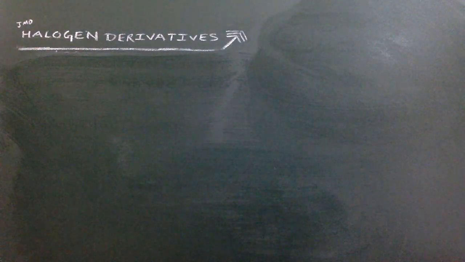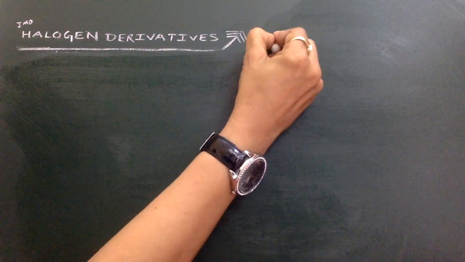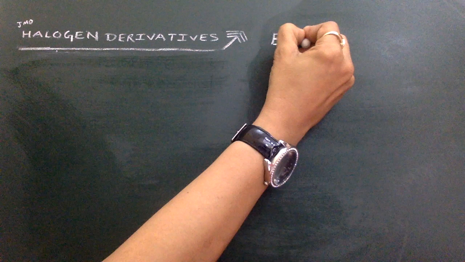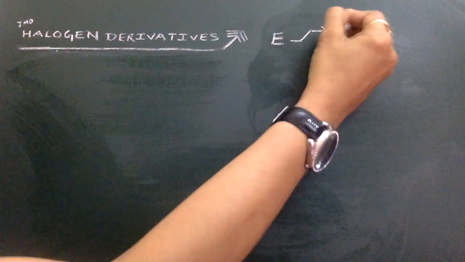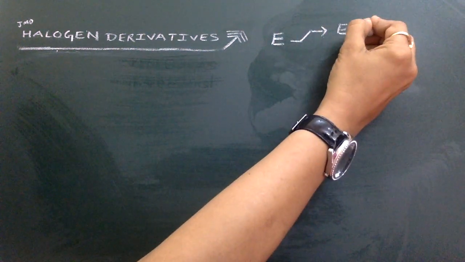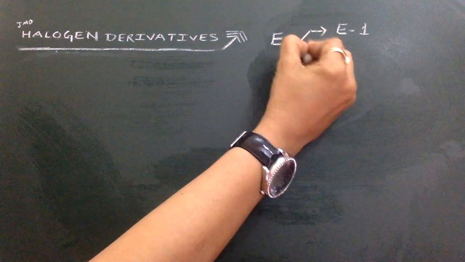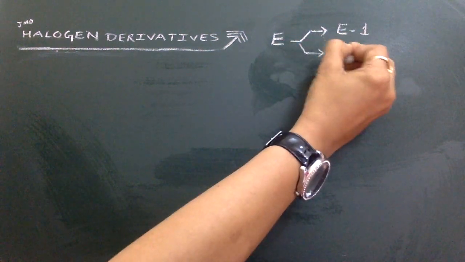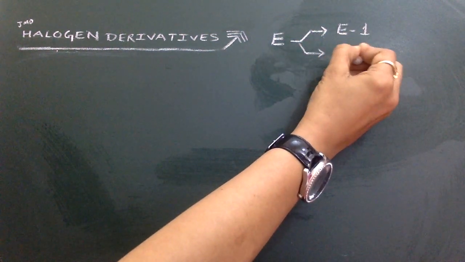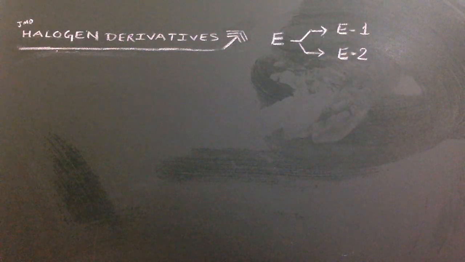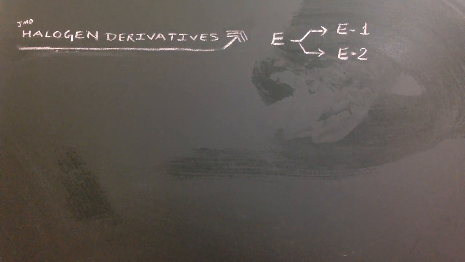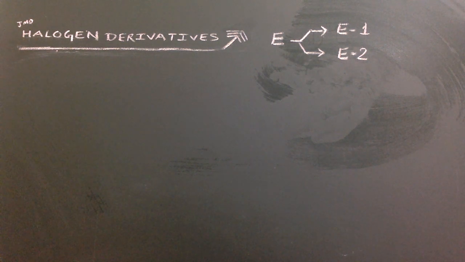Now we come to the elimination reaction, that is the E type of reaction. Again, we have got two categories. One category is E1 and the other category is E2. By E1 I mean elimination of the first type, and E2 is elimination of the second type. Now let us see what is E1 reaction.